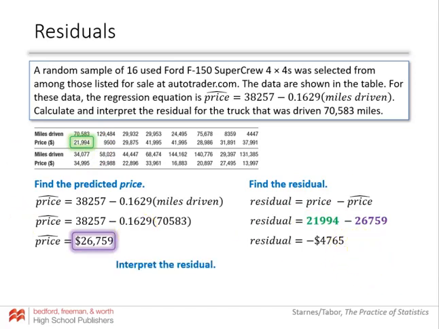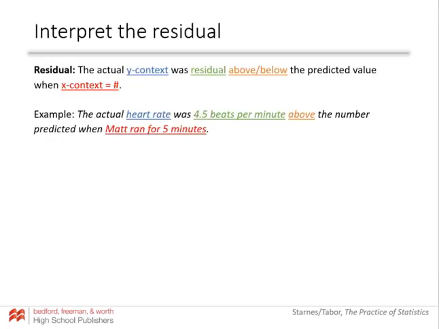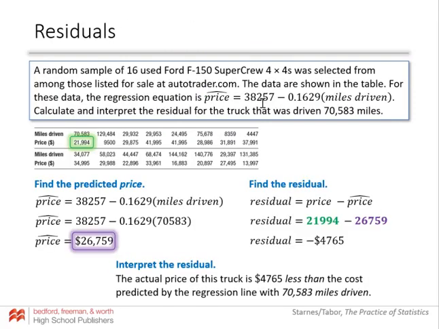Now let's interpret that residual. We have a template sentence that you can use: the actual y was whatever the residual is, and then say above or below. If the residual is positive, it's above. If it's negative, it's below. So for this one, the actual price of this truck was $4,765 less than the cost predicted by my regression line, because my residual was negative 4,765.